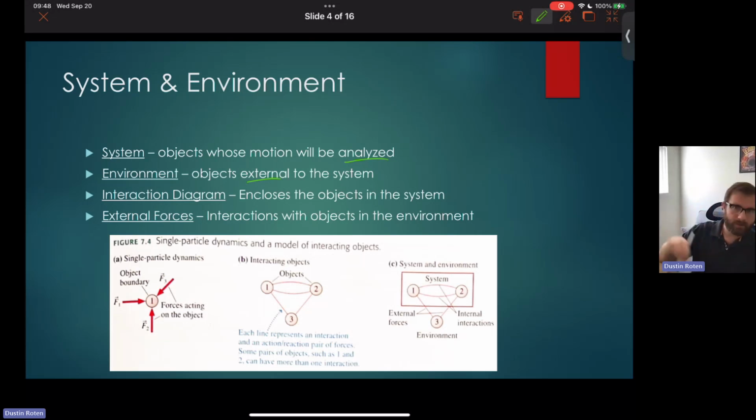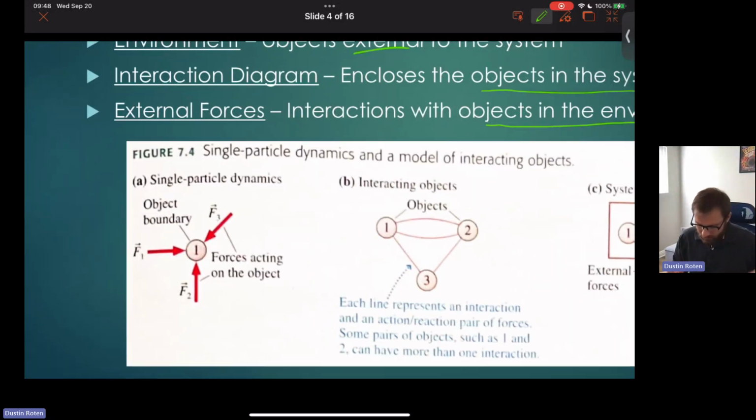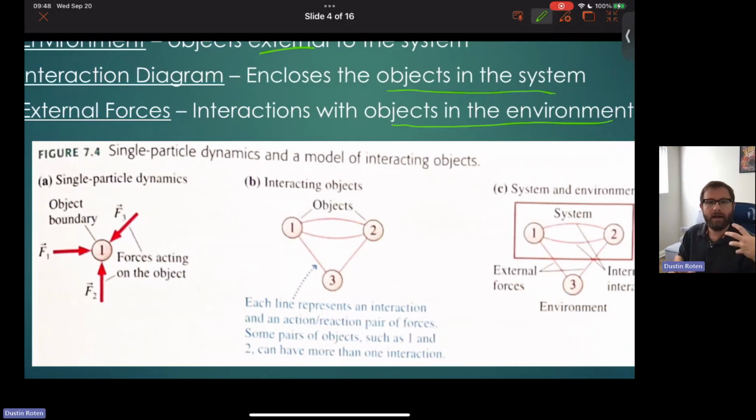Now if we were to draw out all these forces, the interaction diagram essentially just encloses the objects only in the system. It helps us remember what we're focusing on. And then anything interacting with those objects from outside the system, those are external forces. So this is interactions, objects with their environments. If we think back to single particle dynamics, we have one object and all the forces acting on it are summed up. So here we have three forces that are summed up. Now we have interacting objects. So with Newton's third law, we're not just looking at what one particle does, we're looking at two.